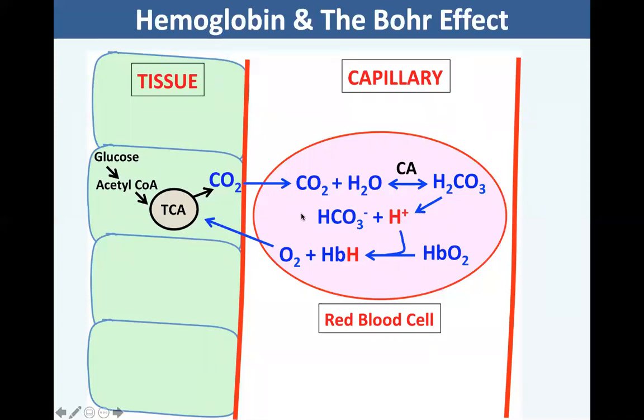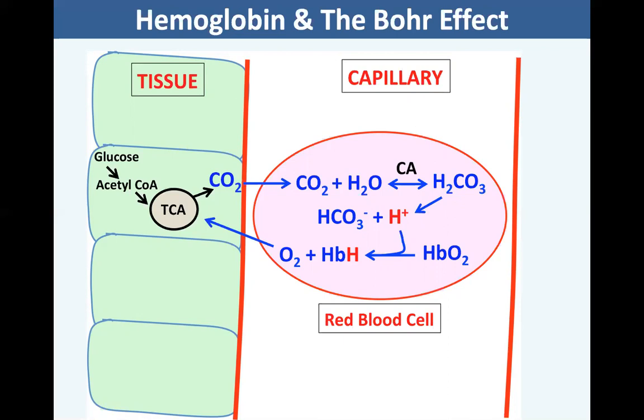And then what happens is that it combines with water, and now carbonic anhydrase moves the forward reaction to make carbonic acid. That's a weak acid, so it'll dissociate. And when it dissociates, what does it do? It comes over here and binds to oxygenated hemoglobin, and it releases oxygen. So protons cause oxygen to be released. It's called the Bohr effect.